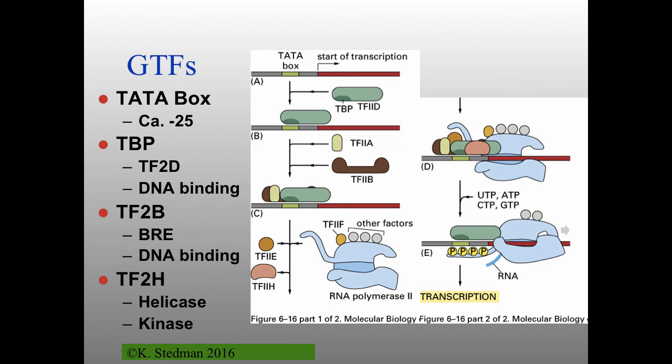What's your CA25 box there? Oh, CA25? So approximately at -25 relative to the transcriptional start. And that's one of the things which is also different with bacterial versus eukaryotic transcription. The TATA box can be actually quite variable, as opposed to -10, -35, which is what you see in the bacterial promoters, which are always at those positions relative to the start site.